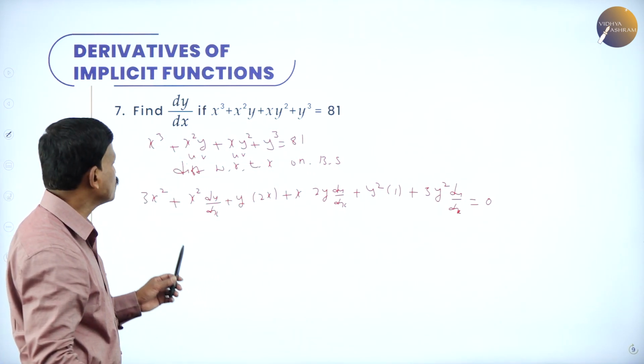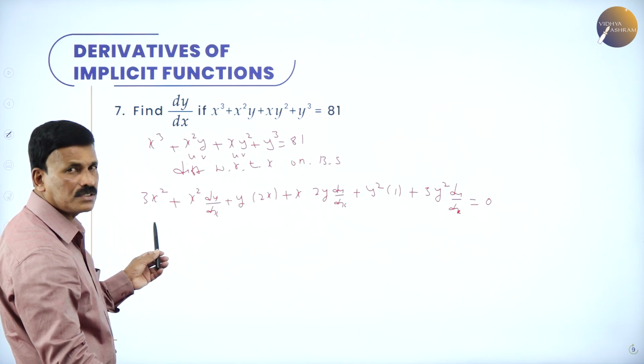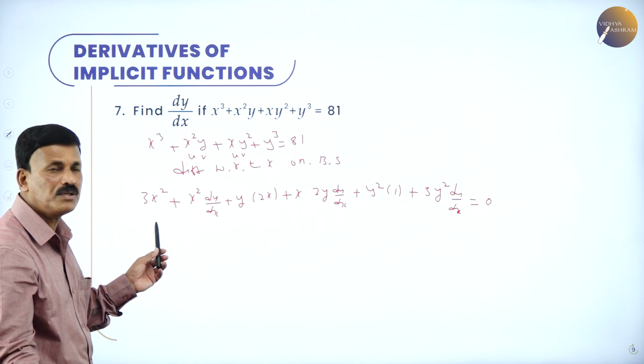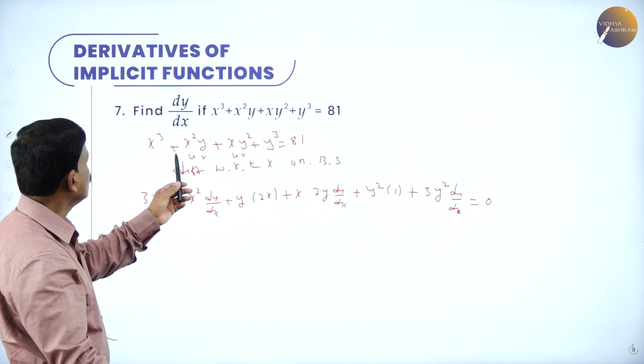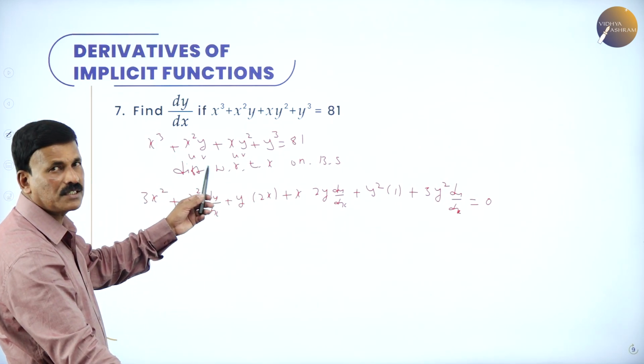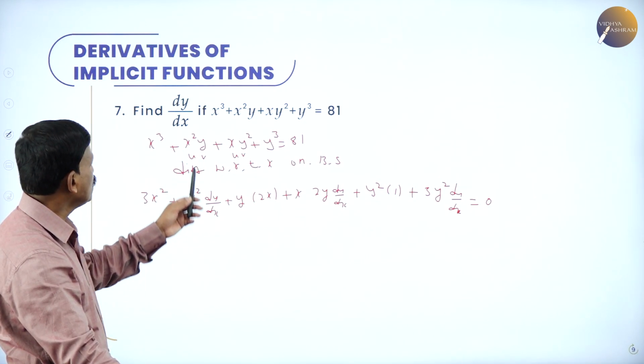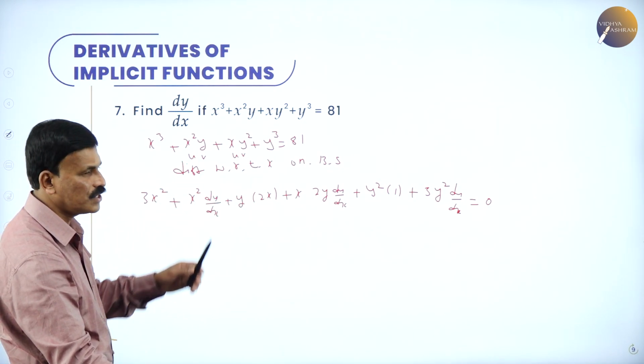Very important step. See here, the derivative of x cube, d by dx of x cube, is 3x square, using x to the power of n minus 1, so 3x square. Again this is two variables, x and y. Product rule you can apply. x square into dy by dx plus y into the differentiation of x square, which is 2x.